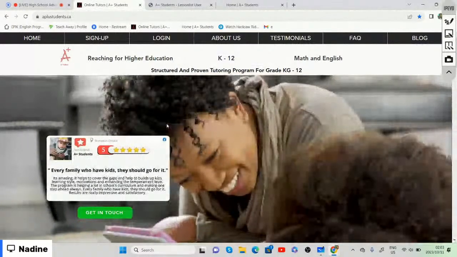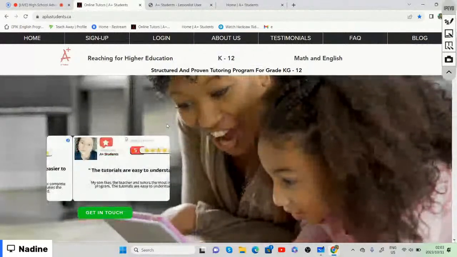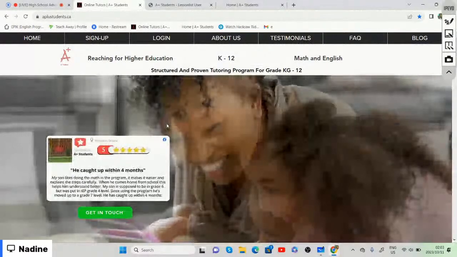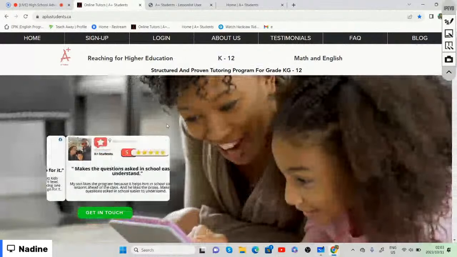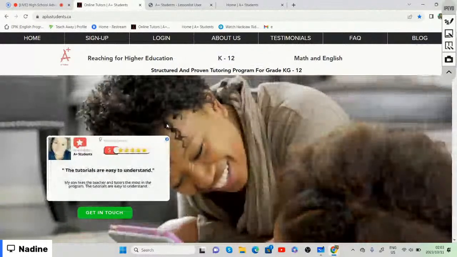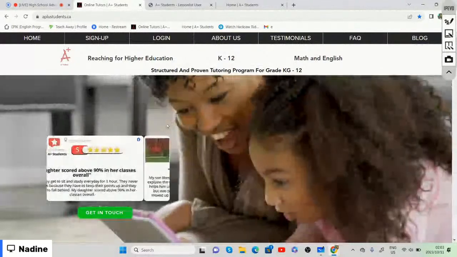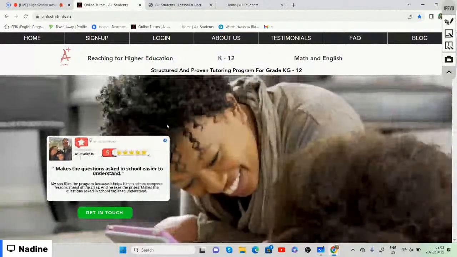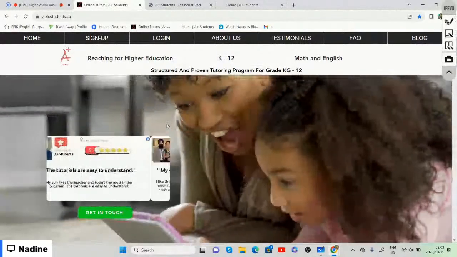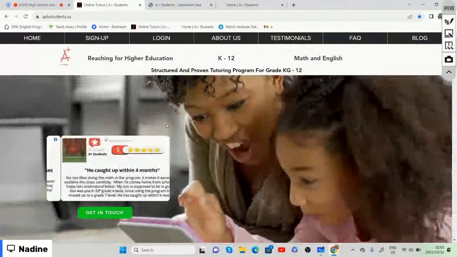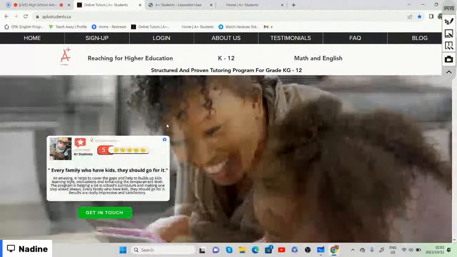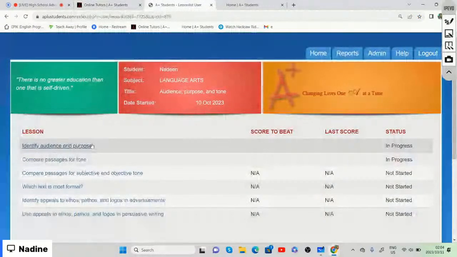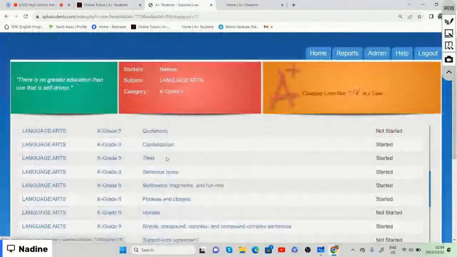And before we start, we're going to log into aplusstudents.ca. We're going to log in with our username as well as our password. Once you've logged in, we're going to select the subject of language arts. And then we scroll all the way down to grade 9. So we're going to grade 9.